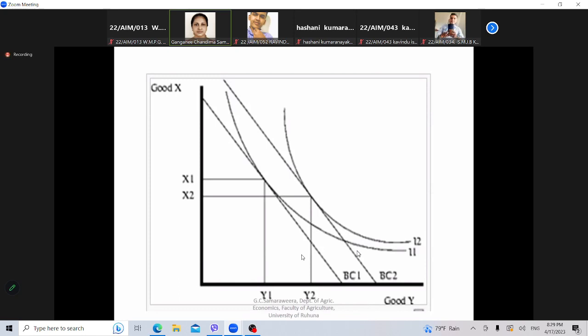Because here I explained that for inferior goods, demand is decreasing when income increases. But for a normal good, demand increases when income increases, a positive relationship. But for inferior goods, you can see when income increases, the demand decreases. So you need to identify what is a normal good and what is an inferior good. Hope you understood now.